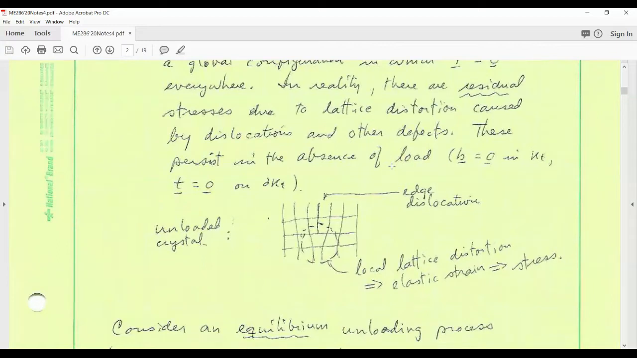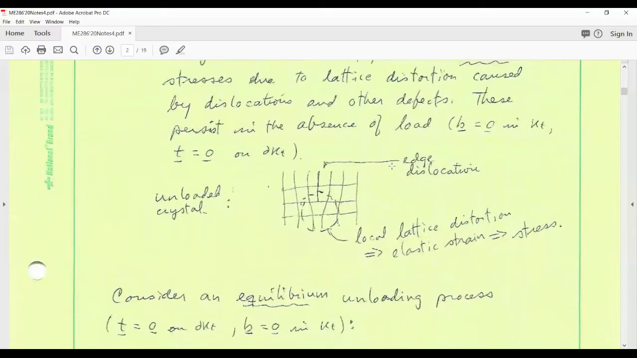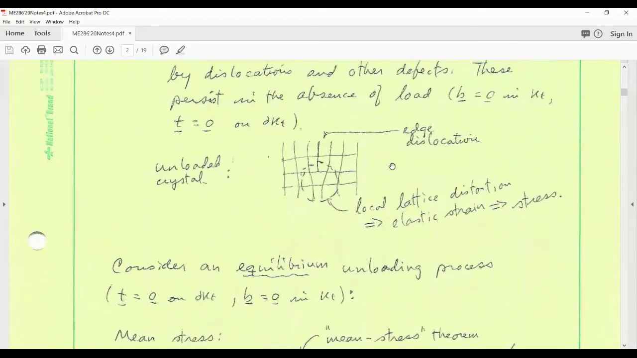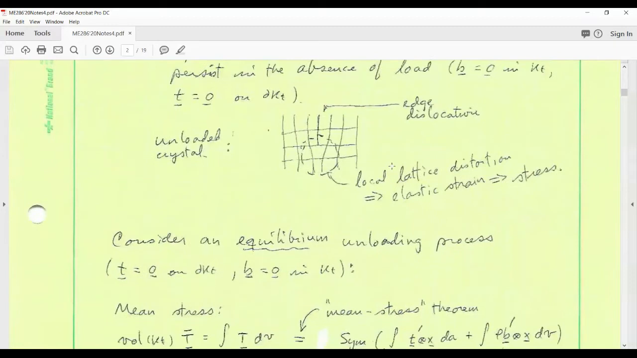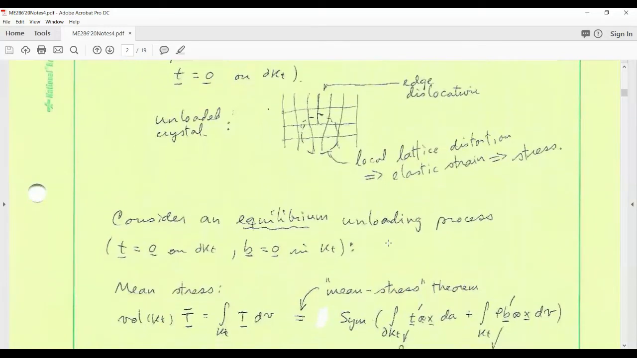You could even have so-called rotational defects. Those are called disclinations, and hopefully we can have an opportunity to talk about those later on in the course. So as I say, these defects and therefore associated lattice distortions persist even in the absence of load. So we cannot, in principle, actually unload the entire body to a state where the stress is zero everywhere in the body. But we can do the following.